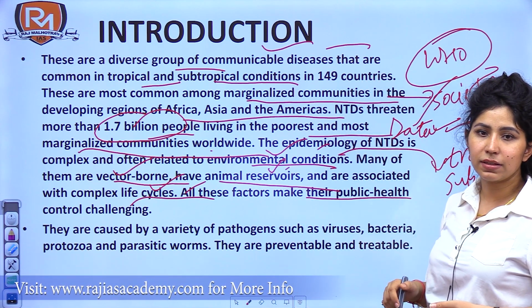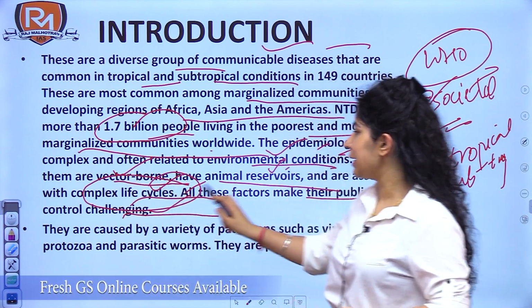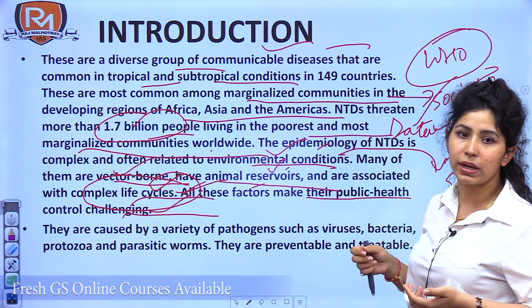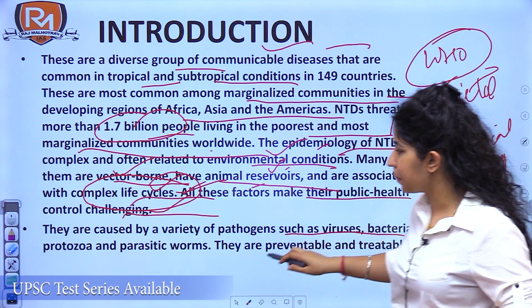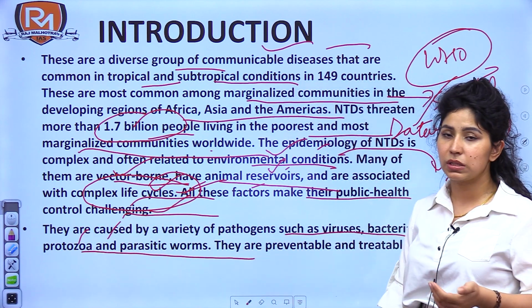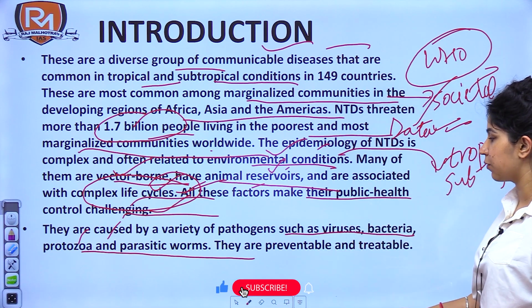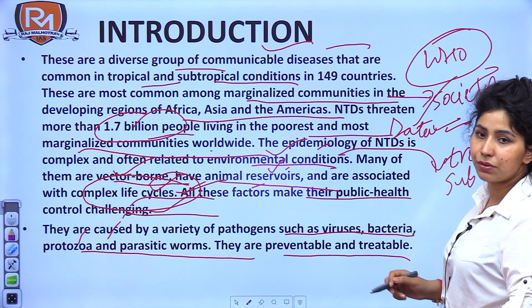So all these factors make their public health control challenging because they have complex life cycles, they are vector-borne, they are communicable, they have animal reservoirs. These are caused by a variety of pathogens such as viruses, bacteria, protozoa and parasitic worms. If you see such a question in prelims also, they can be caused by any of these microbes or parasitic worms. And the important part here is that they are preventable and treatable.